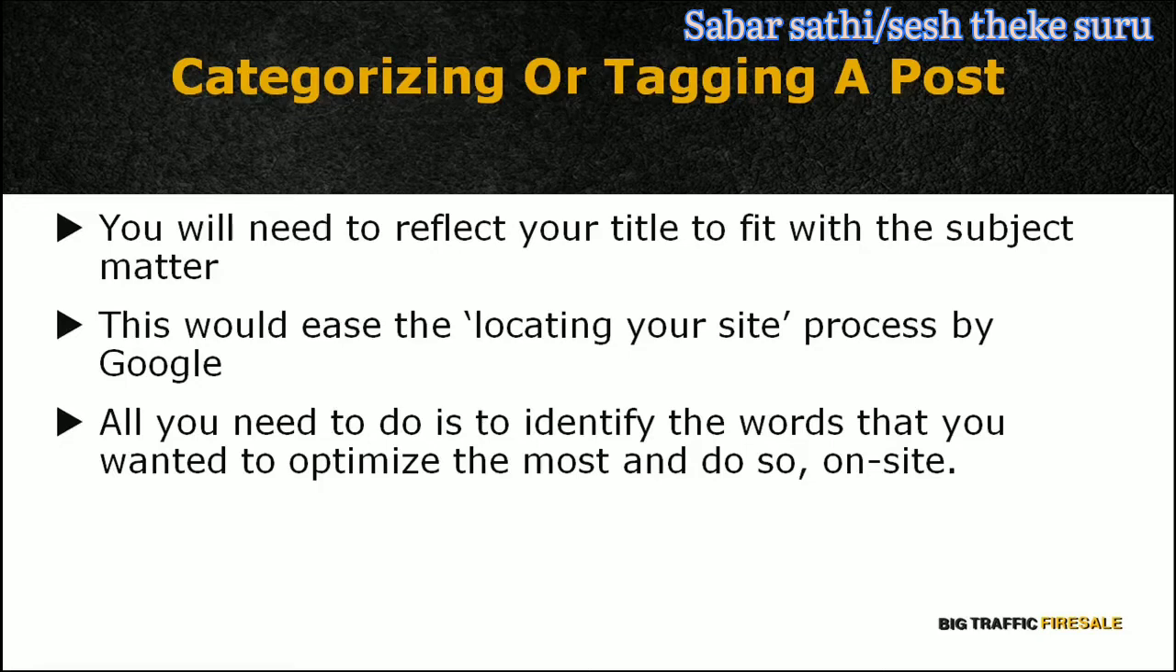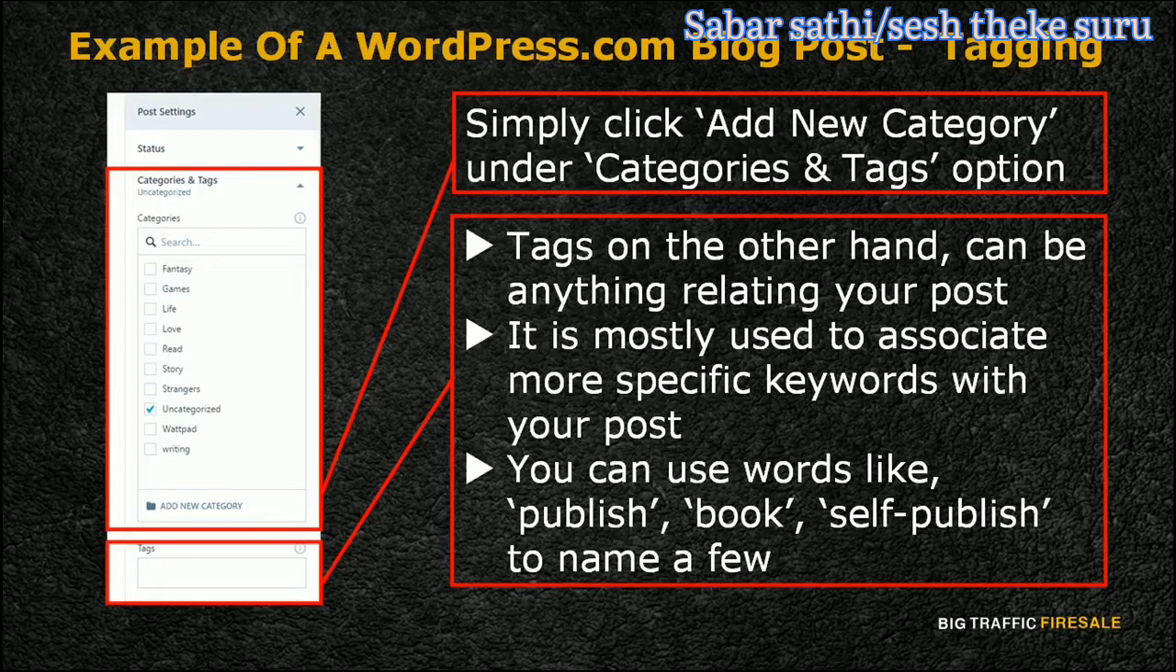This is one of the basic formulas you could easily solve within your site. All you need to do is identify the words you want to optimize the most and do so on site. Simply add new category under the categories and tags section. Tags, on the other hand, can be anything relating to your post. It's mostly used to associate more specific keywords with your post. You can use words like publish, book, self-publish, to name a few. Now, let us continue with the next agent.